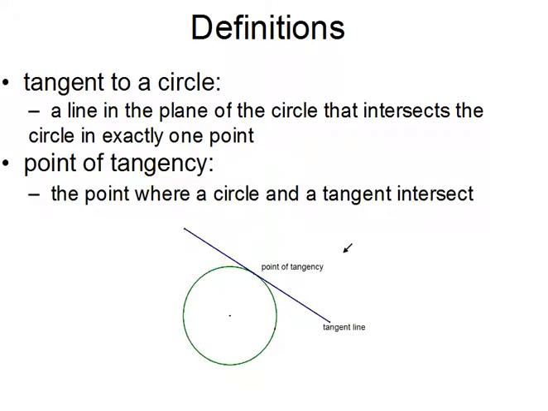We start with tangent lines. So a tangent line is just a line that touches a circle in one point, and that one point is called the point of tangency. It only intersects the circle once. If it intersects the circle more than once, then it has a different name.